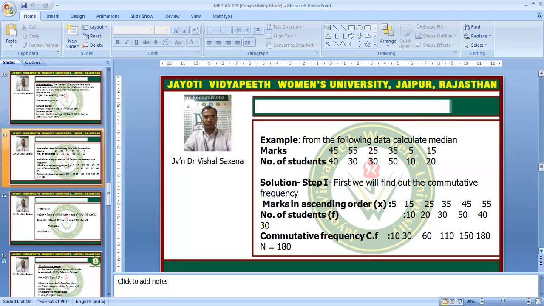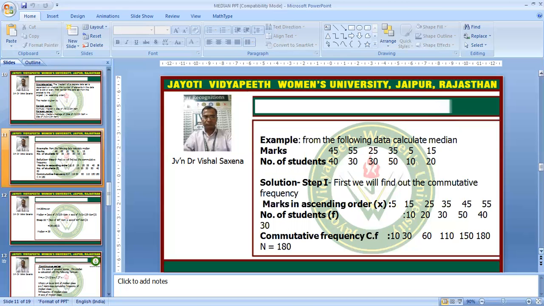Now we take an example for this. From the following data, calculate median. In this question, marks are given and number of students are given. So this is a question from the discrete series. Marks can be taken as the values of x and the number of students can be taken as the frequencies.